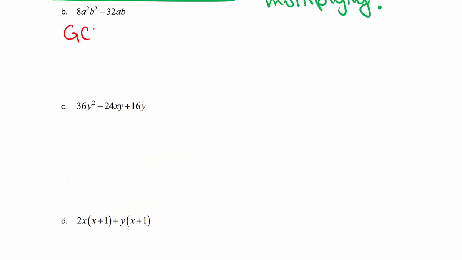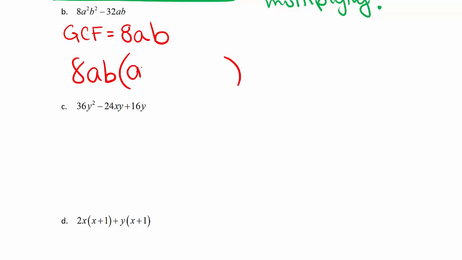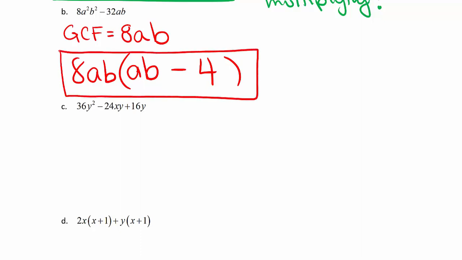So GCF first, what are 8 and 32 divisible by? The answer is 8. Both of these have a's. Smaller exponent is a to the 1. Both have b's. Smaller exponent is b to the 1. So I'm going to take 8ab, I'm going to pull that out front, and to figure out what I have left over, I'm going to divide. 8 divided by 8 is 1, and if I take an a and a b out, I'm left with just an a and a b. 32 divided by 8 is 4, and I took the a and the b out, so there's my final answer, 8ab times ab minus 4.